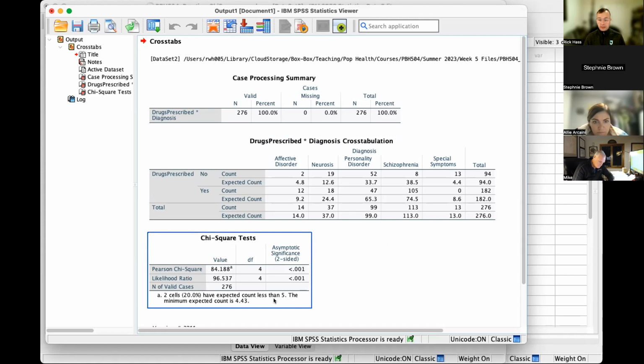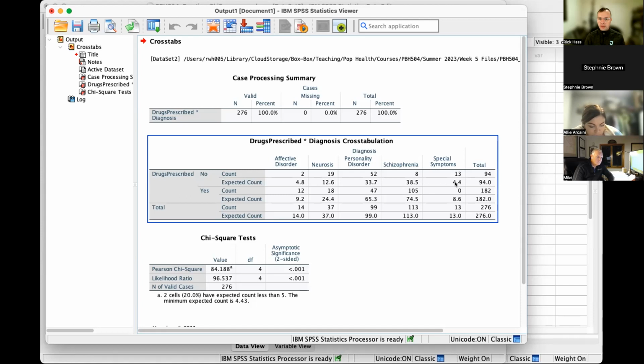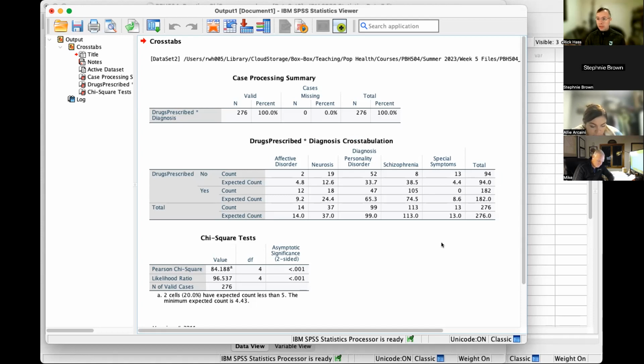We don't want any cells like that. For us to be okay in interpreting this result cleanly, this should say 0 cells have expected count less than 5, and you will see that in a different example. So this is an example of a table that's larger than 2 by 2, but the assumptions of the test are not fully met here because we've got 2 cells. We only need 1 and we're not in a good place.